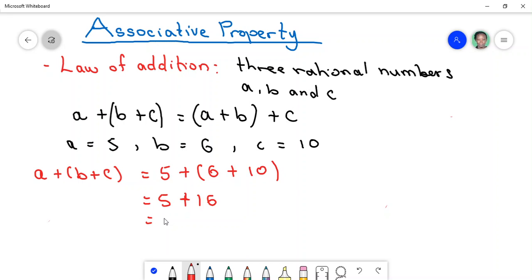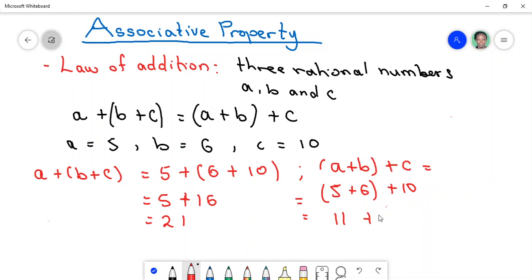If you add this, 5 plus 16 is 21. Let's take A plus B first. You add, then you add plus C. What do you have? So I have 5 plus 6 plus 10. And this is equal to what? 5 plus 6 is 11, plus 10. 11 plus 10 is equal to 21.